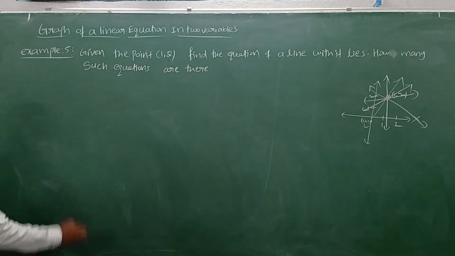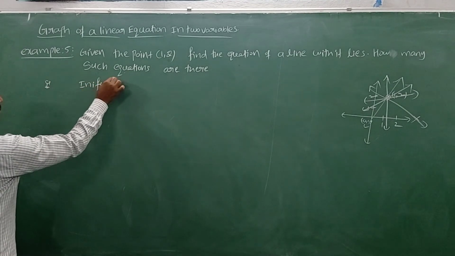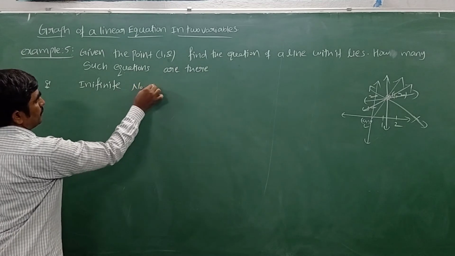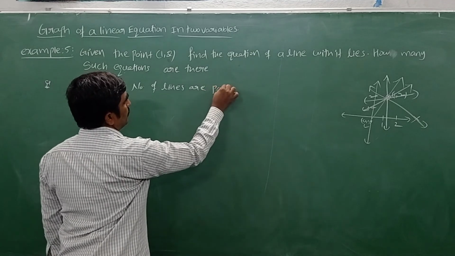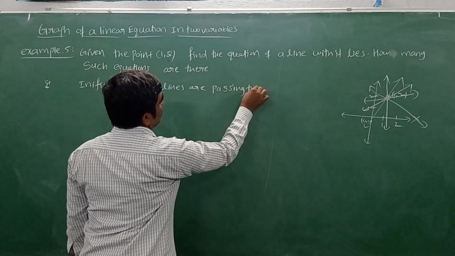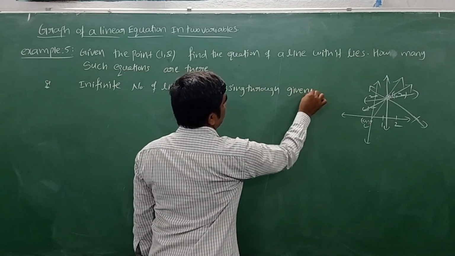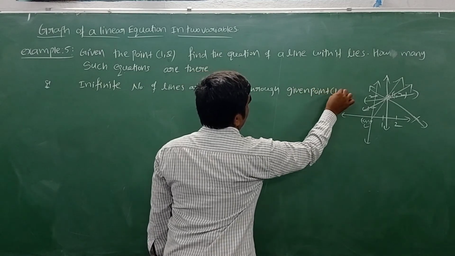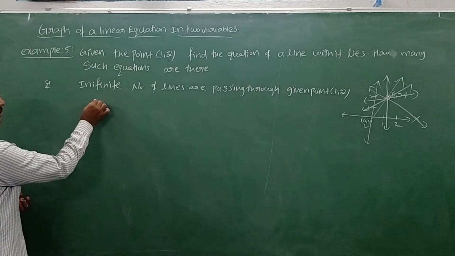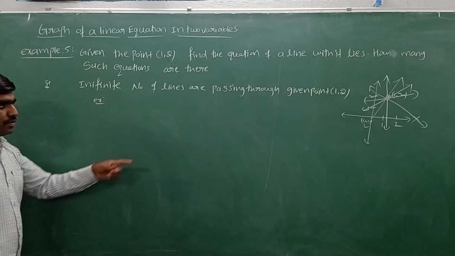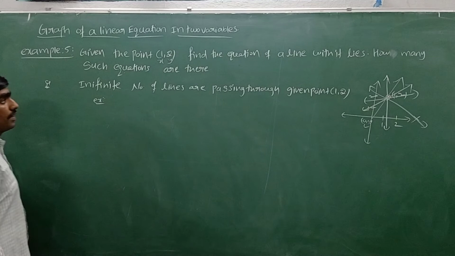Now we go for the solution. Infinite number of lines are passing through the given point 1 comma 2. We have to write a few examples of linear equations in two variables which are passing through the given point 1 comma 2. It is the ordered pair x comma y. Now we try to write the equations.